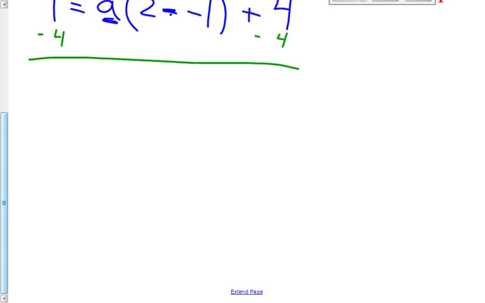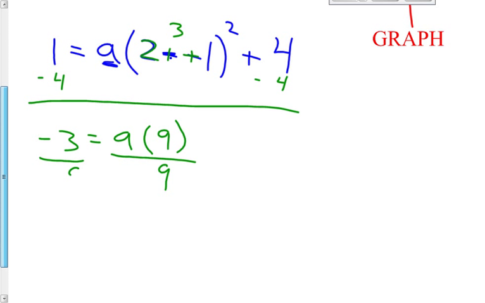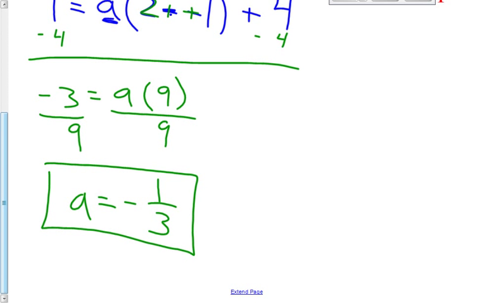So now we would get a -3 equals a times, well, this 2 minus a -1 turns into 2 plus 1. So this is 3 now, and 3 squared is 9. So a -3 equals a times 9. To get a all by itself, divide by 9, and there you have it. Your a value is a negative 3/9, which is a negative 1/3.